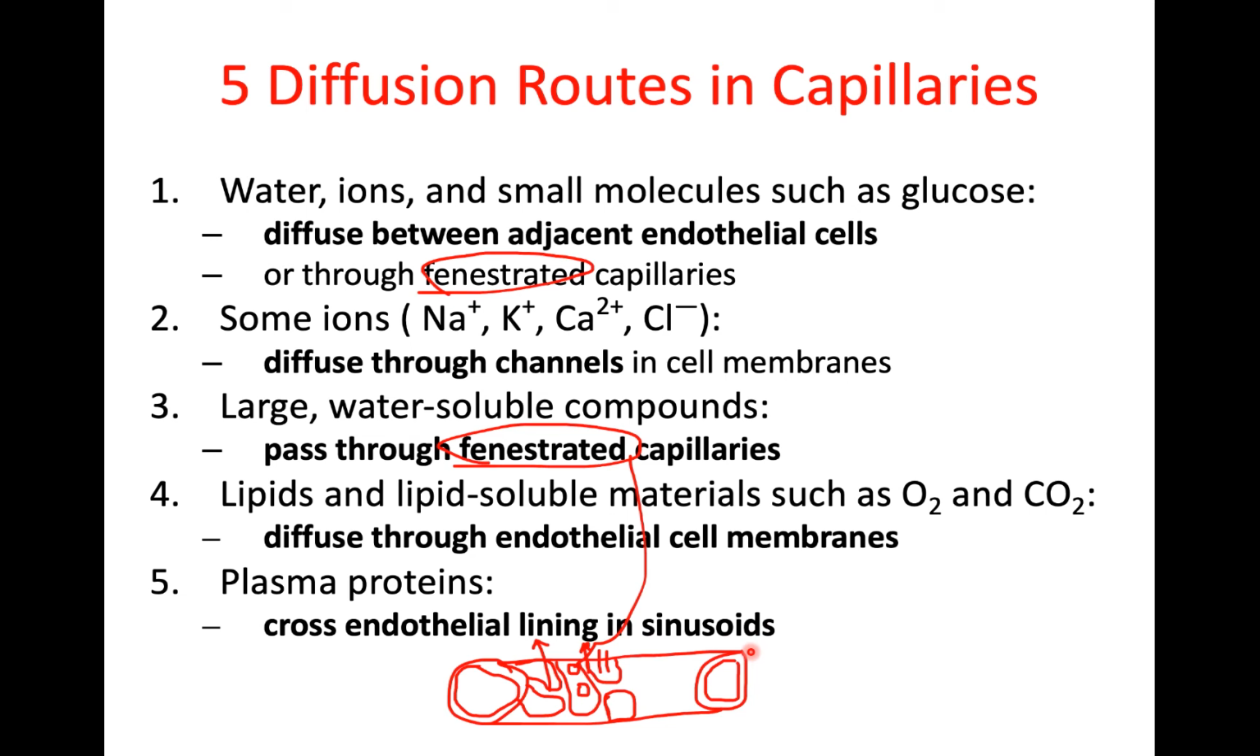Sinusoids are a type of fenestration that are very large, and they're meant for the passage of large solutes like proteins or like red blood cells. One place where you'll find sinusoid capillaries is going to be in the bone marrow and the spleen.